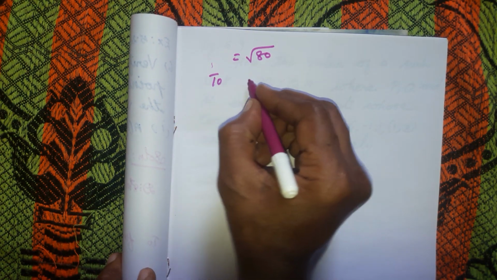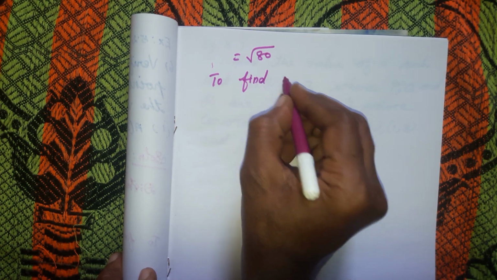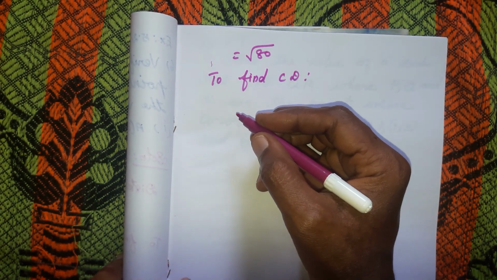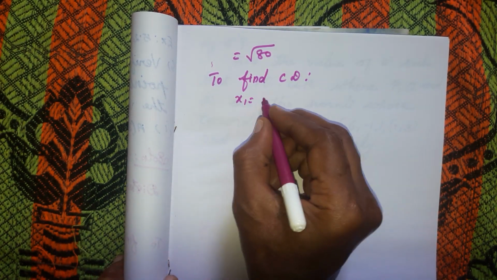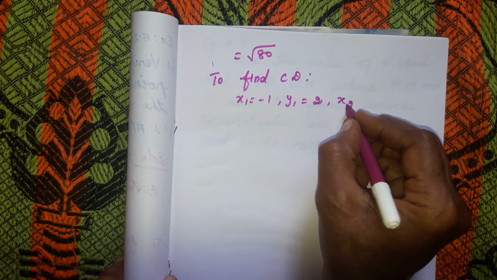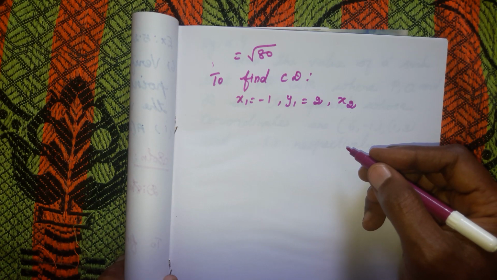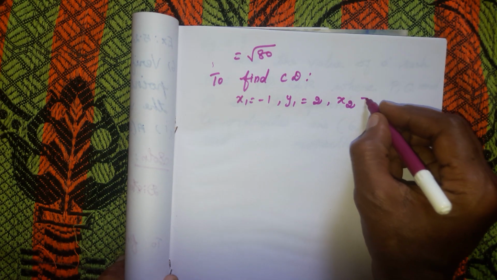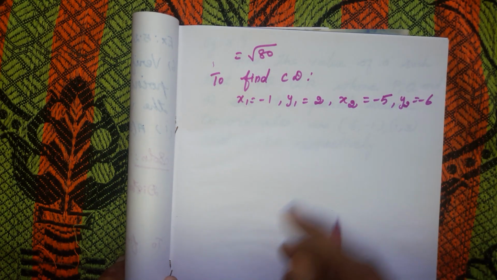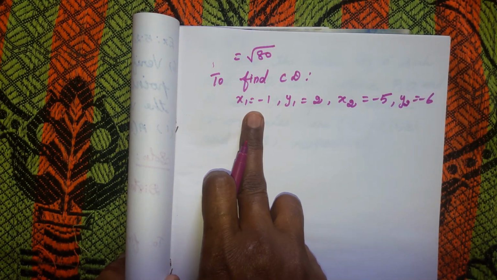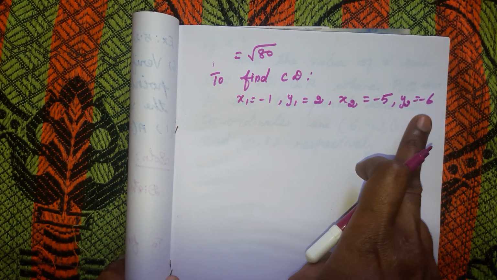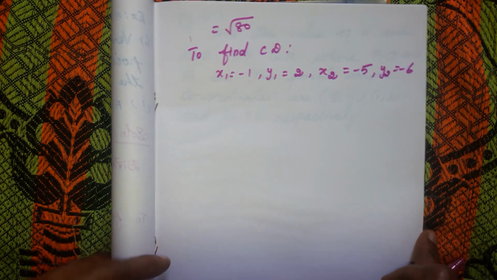To find CD, what is x1? x1 is equal to minus 1, y1 is equal to 2. x2 is the D point. What is the D point? Minus 5, and y2 is equal to minus 6. Okay, x1 is equal to minus 1, y1 is equal to 2, x2 is equal to minus 5, y2 is equal to minus 6.